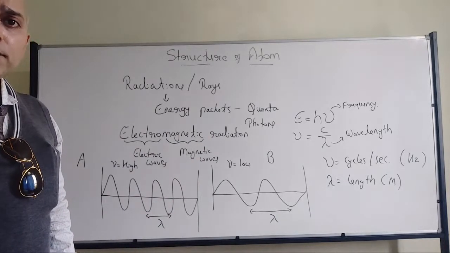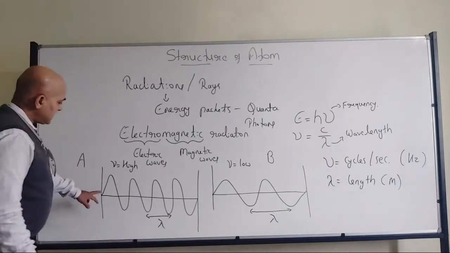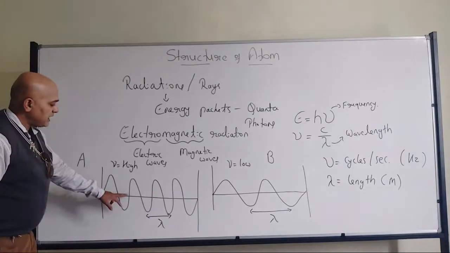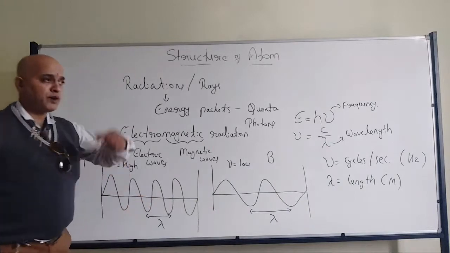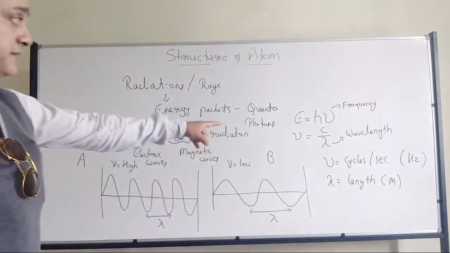All of you got my point? So for cycles per second, from here it has started and come back to the same point. That means 1 cycle per second.